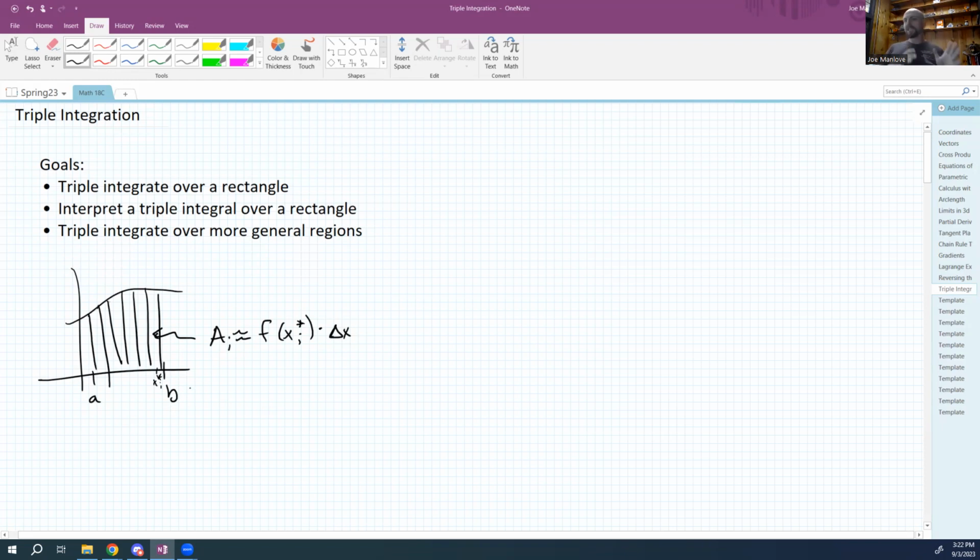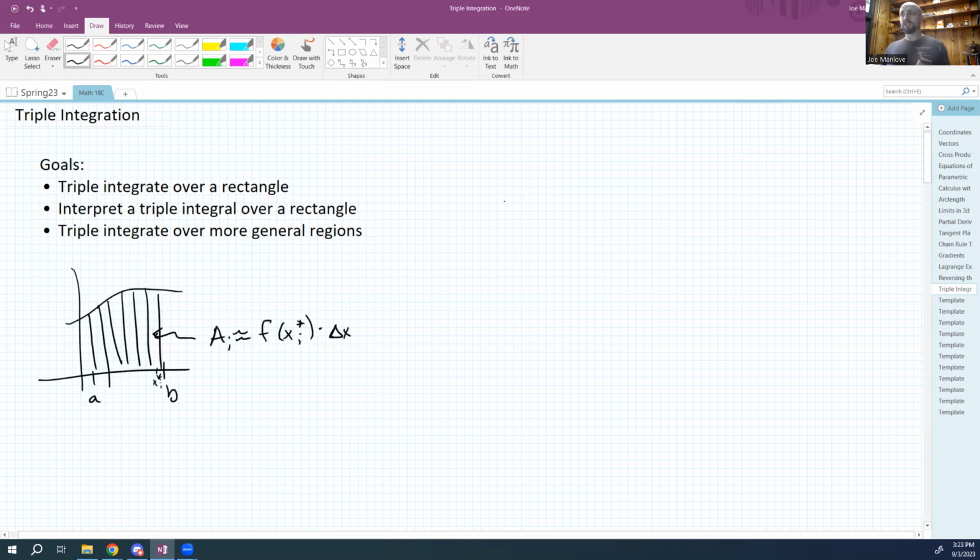Same deal. We've done this a couple of times. We were just doing volumes under curves or under surfaces a minute ago. So I'm hoping that that's fresh in your head. Here we're going to do basically the same thing, but with three pieces.